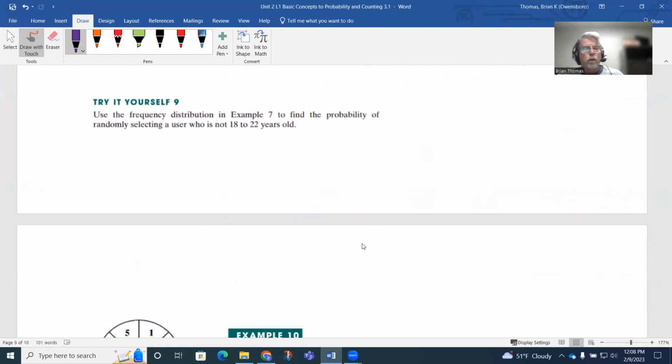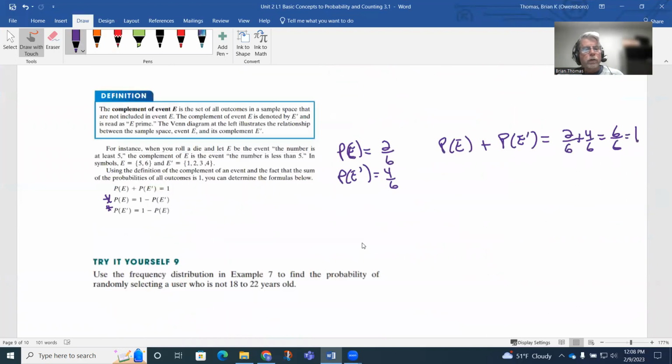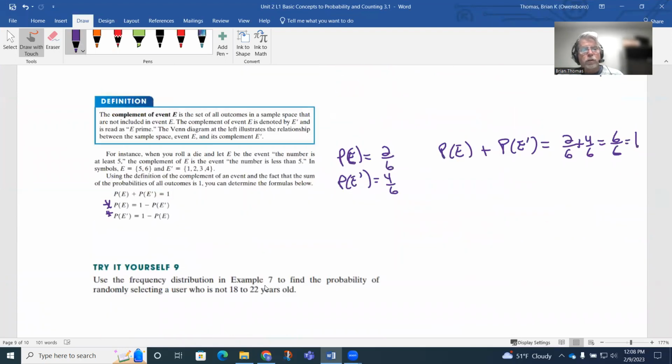Let's look at one more of those. So we got another question or two. Use the frequency distribution in example 7 to find the probability of randomly selecting a user who is not. Notice how again they use this word not. That's also going to be kind of a clue that the complement is probably going to be involved somehow. We just got to understand what we're dealing with here. And that's where I got to read more closely to what I'm doing. I'm still kind of thinking in terms of numbers and not reading my words.